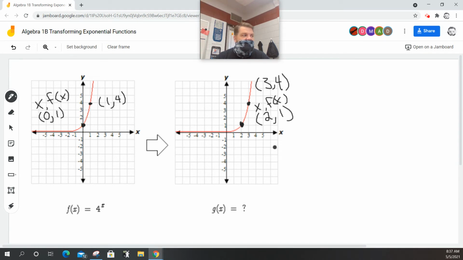So if I had to guess, I'm doing something to change the value of the x. So what am I doing? It looks like I'm shifting 2 units to the right.